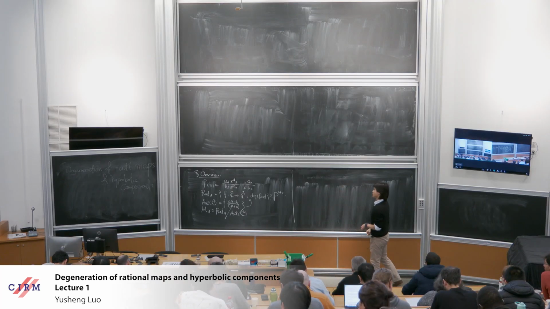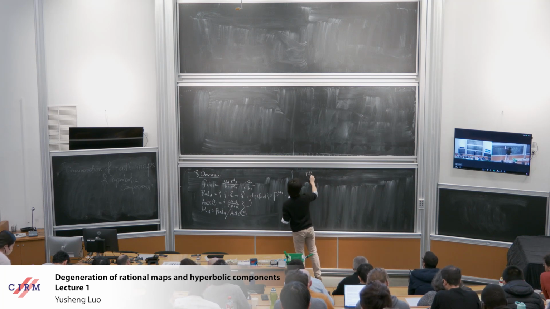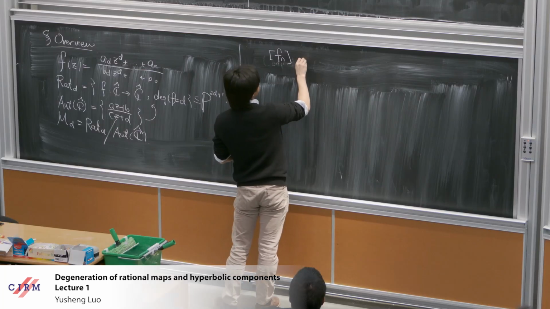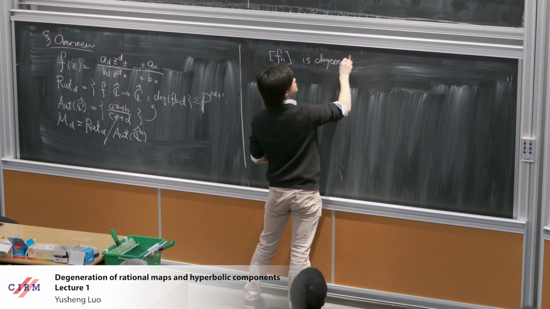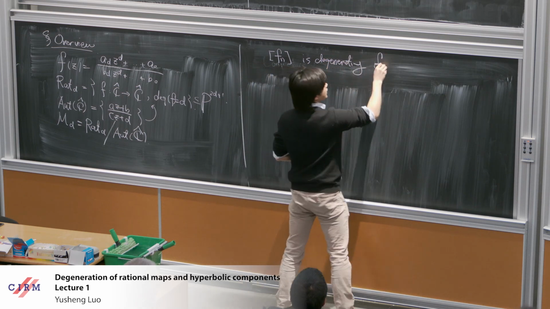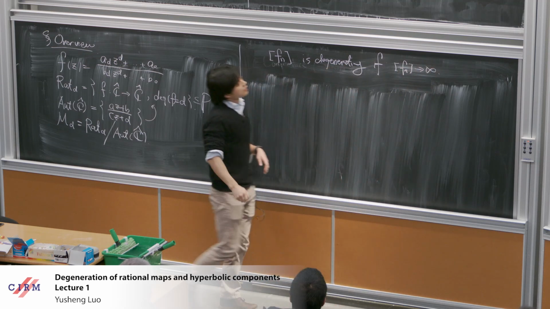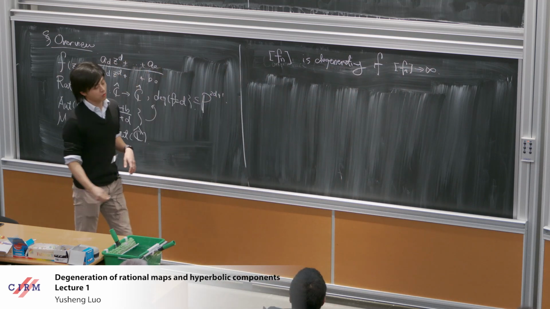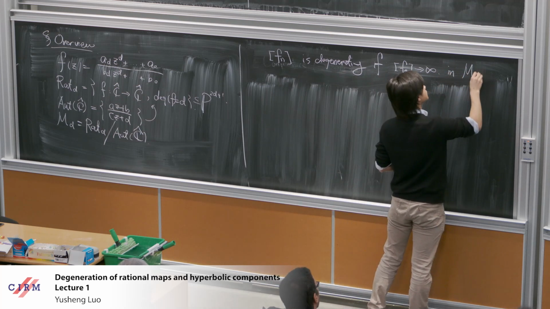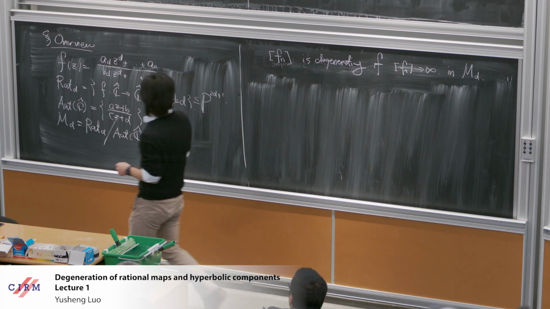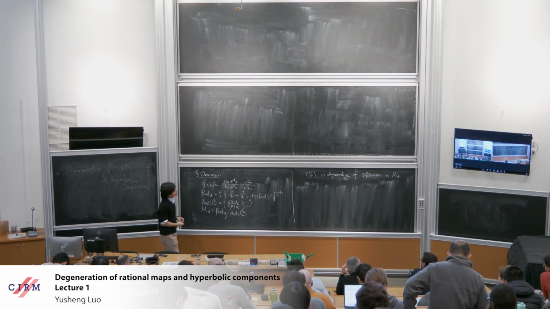This moduli space is not compact, and then we say a sequence Fn, a conjugacy class of rational maps, is degenerating if this sequence goes to infinity in M_d. Right? So in other words, it escapes every compact set in M_d.